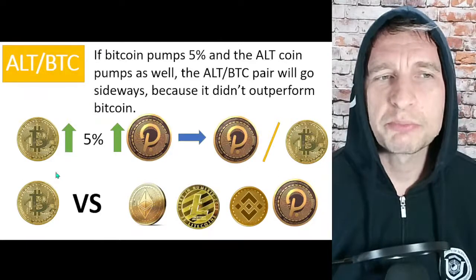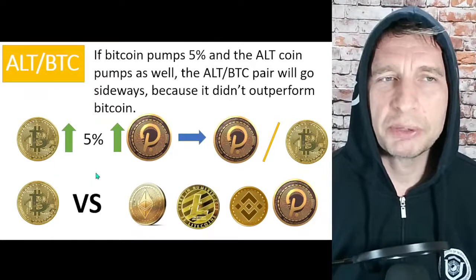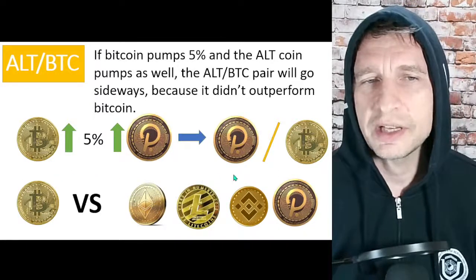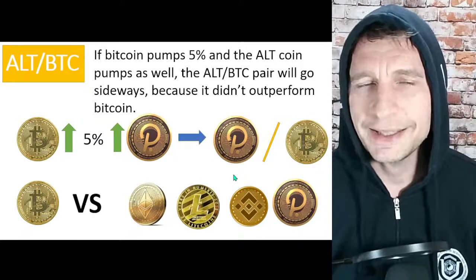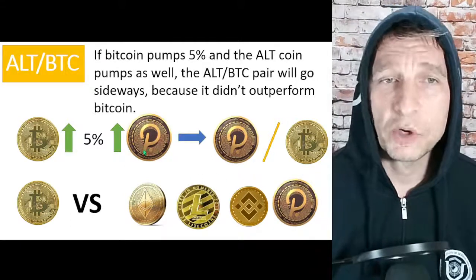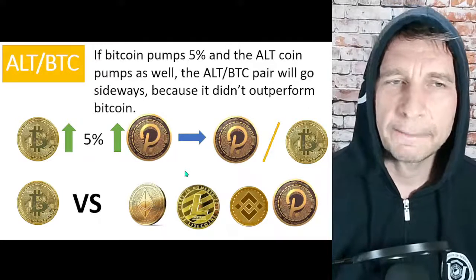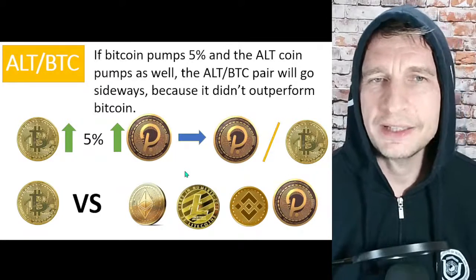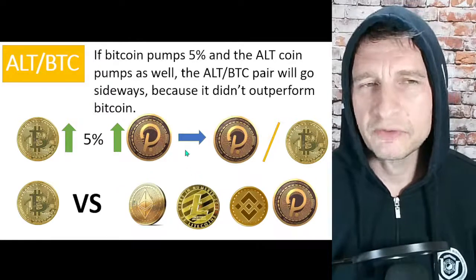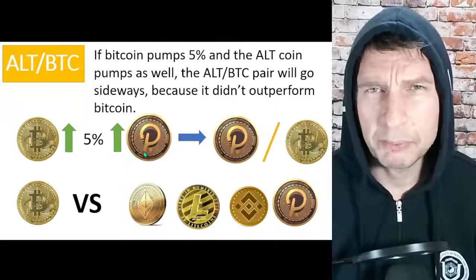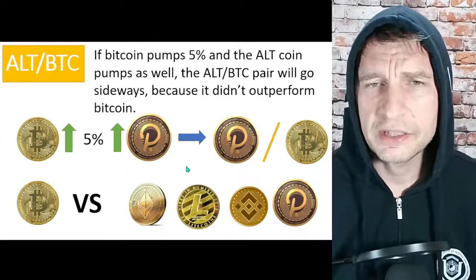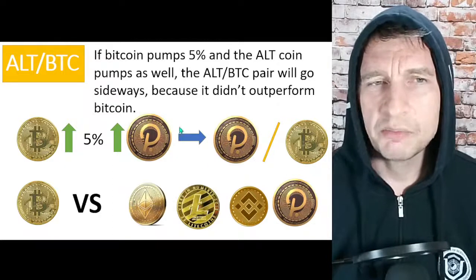If Bitcoin pumps and you're trading Bitcoin USDT, then you will see an increase in your USDT. The same goes for the alt USDT pairing. If your alt USDT pumps, for example, if Polkadot pumps 5%, then you will see an increase in your USDT.